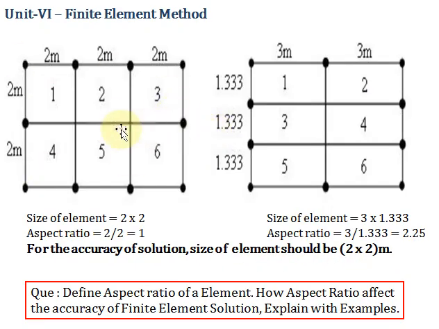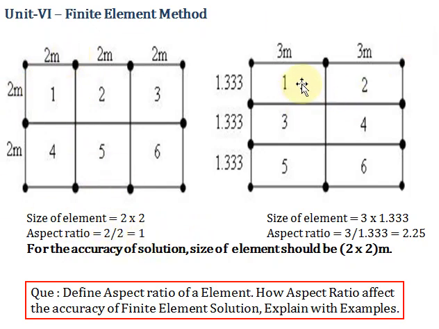Okay, if you see the third one, it is divided into 6 equal parts, horizontally in 2 parts and vertically into 3 parts. So likewise it is divided into 6 elements. So the size of one element is 2 by 2. Okay, so the aspect ratio is largest size divided by smallest size. So 2 by 2 is equal to 1.